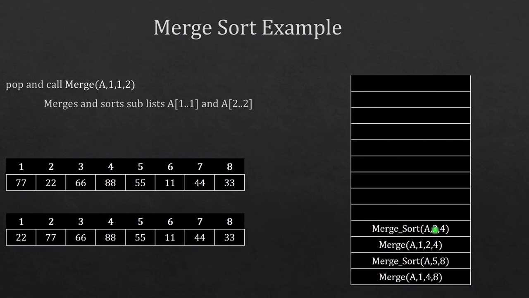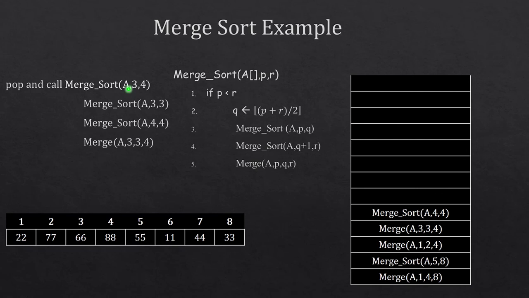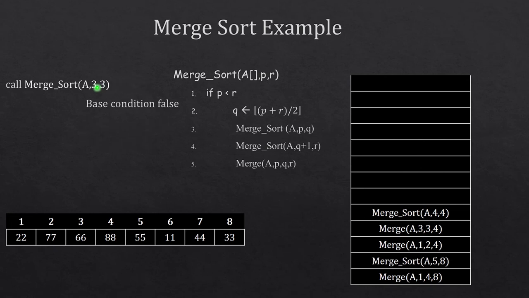Merge sort of a comma 3 comma 4 will be called. So it will generate these 3 function calls. First it will execute merge sort of a comma 3 comma 3, and merge sort of a comma 4 comma 4, and merge of a comma 3 comma 3 comma 4 will be pushed to stack. P and Q are equal. P must be less than R. So what will happen? It will take merge sort of a comma 4 comma 4.